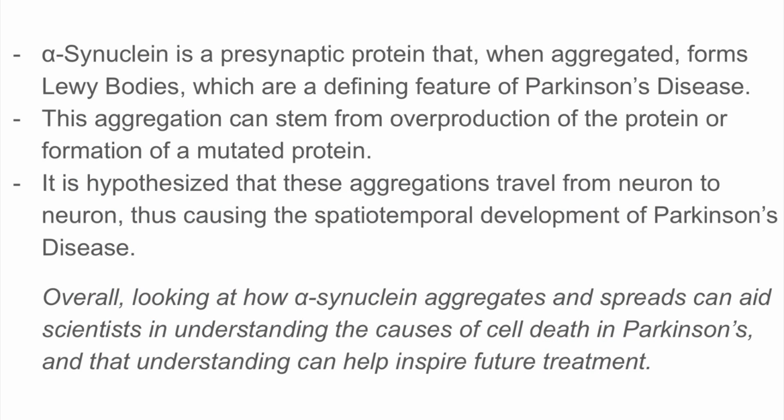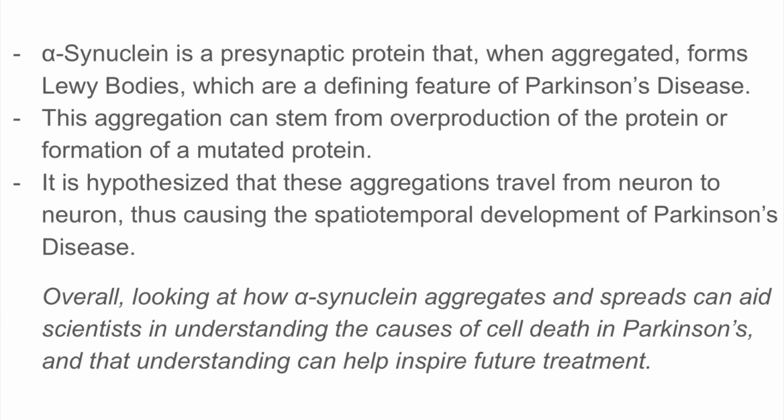To summarize, alpha-synuclein is a presynaptic protein that, when aggregated, forms Lewy bodies, which are a defining feature of Parkinson's disease. This aggregation can stem from overproduction of the protein or formation of a mutated protein. It is hypothesized that these aggregations travel from neuron to neuron, thus causing the spatiotemporal development of Parkinson's disease. Overall, looking at how alpha-synuclein aggregates and spreads can aid scientists in understanding the causes of cell death in Parkinson's, and that understanding can help inspire future treatment.